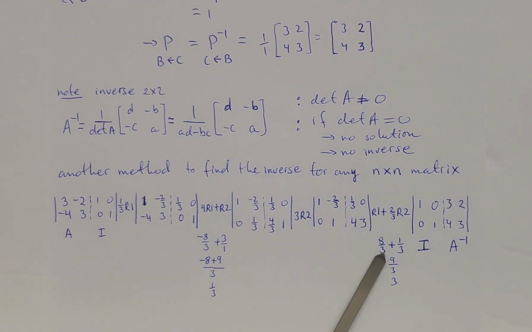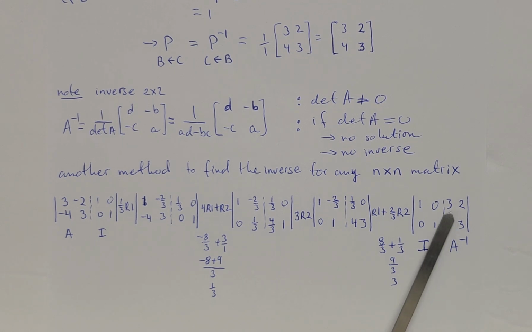Okay, and then don't forget the 3 plus 1/3, which is here. Since the denominators are already the same, just add or subtract the top. So 8 plus 1 gives me 9. 9 divided by 3 gives me this 3. So this 3 is this 3 here.